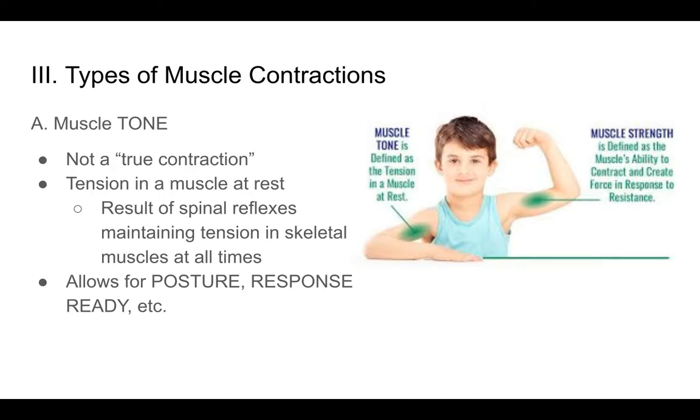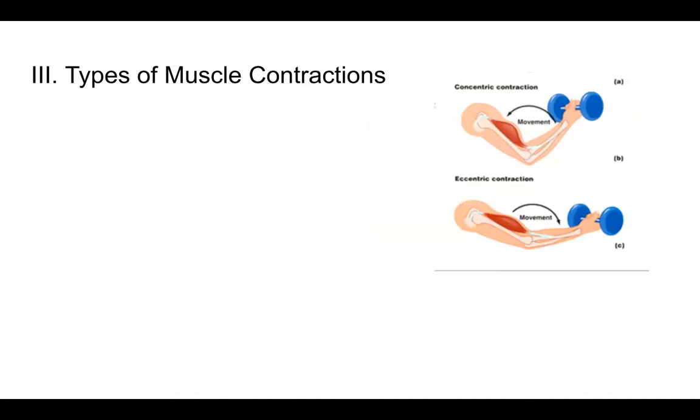Their legs and their arms might begin to atrophy because they don't have the ability to maintain muscle tone or the ability to contract those skeletal muscles. And so they get smaller and smaller. So muscle tone is the first type of, quote, contraction, although it is not a true contraction. Now let's talk about the typical contractions that we think of.